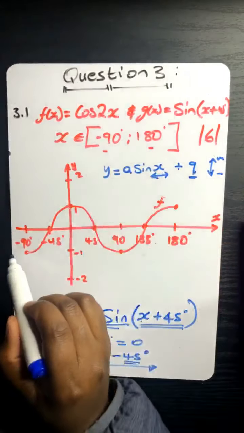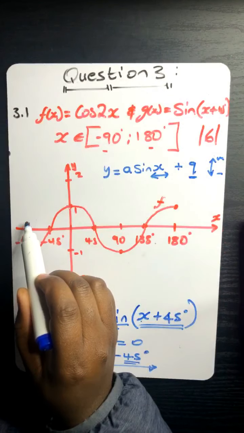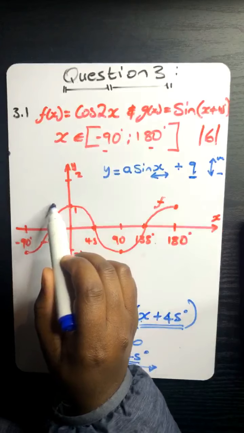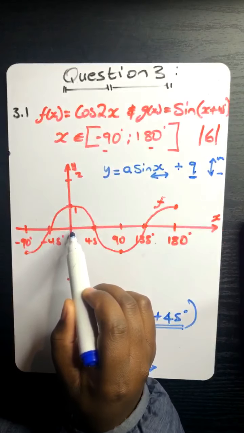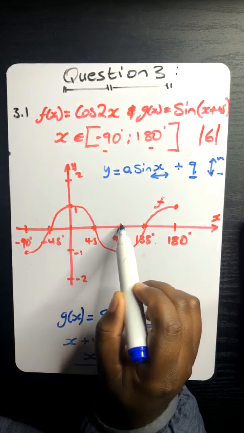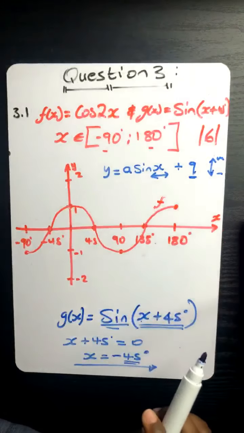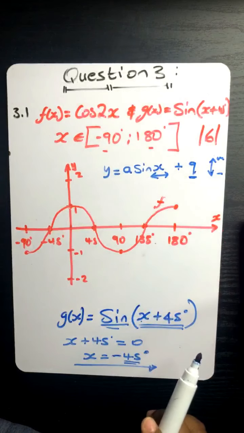So that means it is going to pass there at 90 and then at 45, and then it touches there at 0, and then it goes to -1 there, and then it cuts there, and then 1 there. I hope you guys understand what I'm trying to say over there.